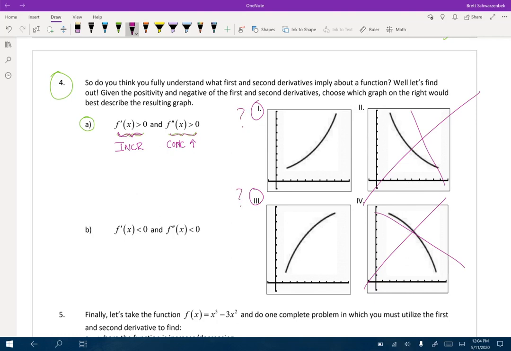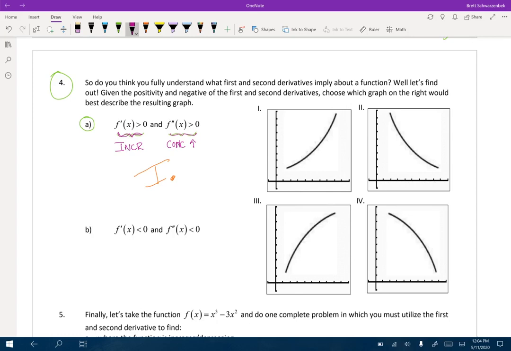Well, hopefully you immediately look at this and go, clearly that is Roman numeral 1. So for this one, the answer is Roman numeral 1, because we have an increasing function that has a curvature that is facing up. This is a pretty important thing that we're doing right here. Being able to look at this and immediately know what's going on with the graph shows full understanding of what we need to do.